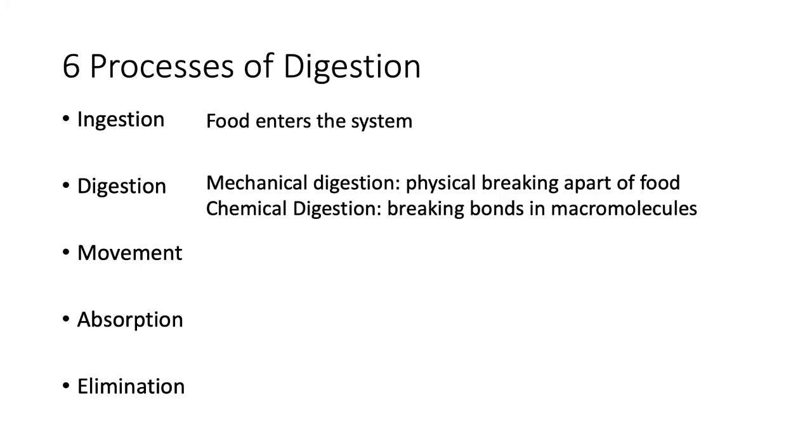Digestion can be either mechanical digestion or chemical digestion. Mechanical digestion is the breaking of food into smaller pieces. This does not change the chemical makeup of the food. Chemical digestion breaks the bonds between the molecules and atoms. This does change the chemical makeup of the food. We require enzymes to help us with chemical digestion. Digestion starts in the mouth, continues in the stomach and small intestine.